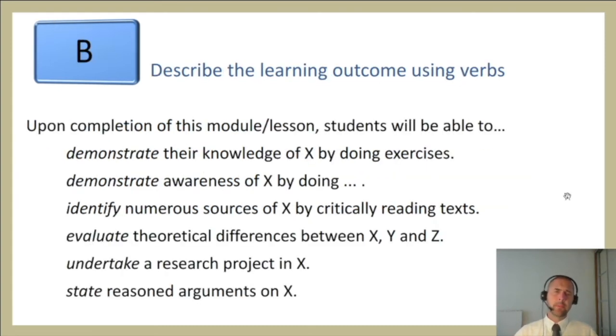Under section B, you need to describe the learning outcome using verbs. It's very helpful to use verbs, and it's nice to phrase your lesson in terms of what the students will be able to do. Like this: upon completion of this module, upon completion of this lesson, students will be able to demonstrate their knowledge, demonstrate awareness, identify sources of reading texts, evaluate theoretical differences, undertake research, state reasoned arguments.